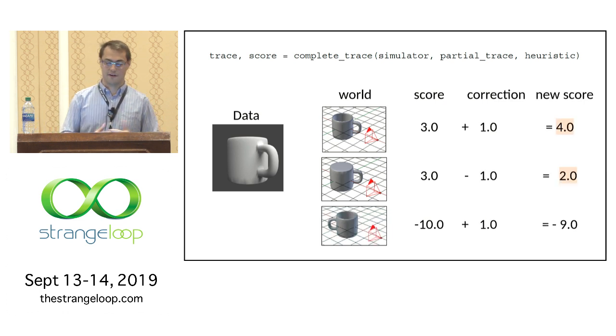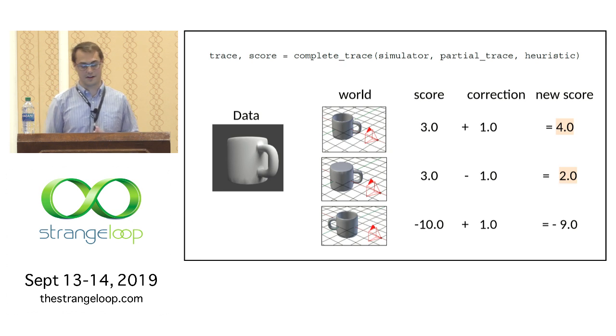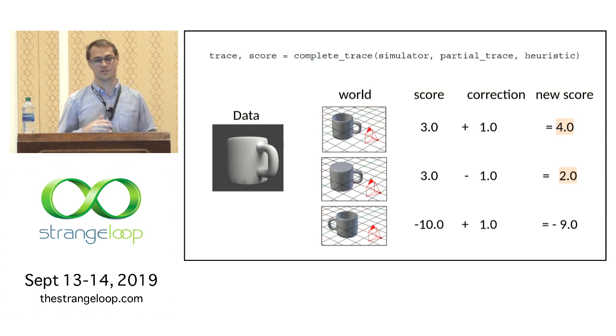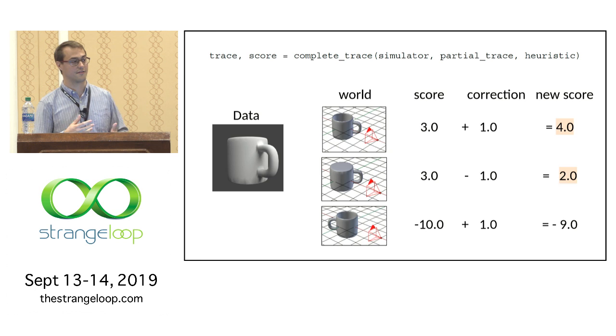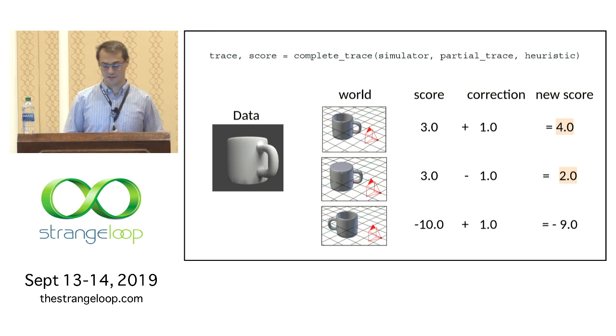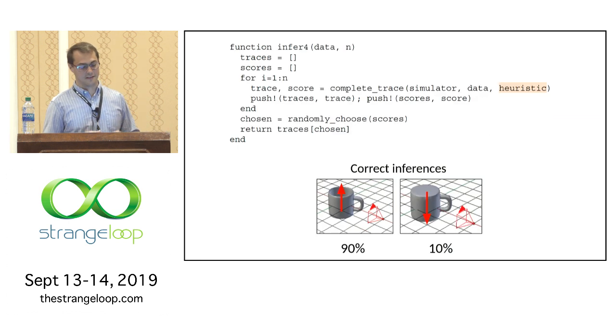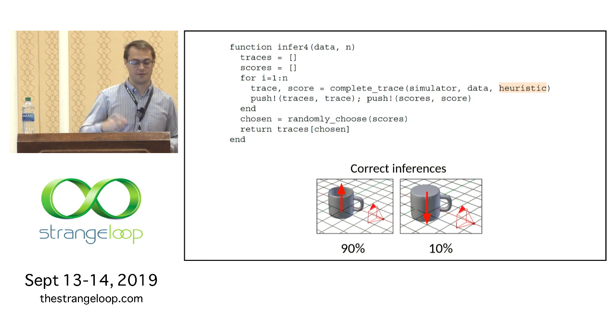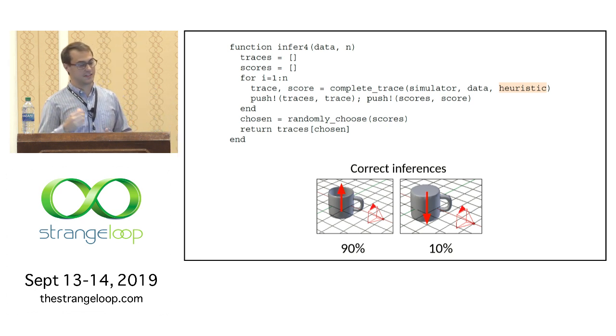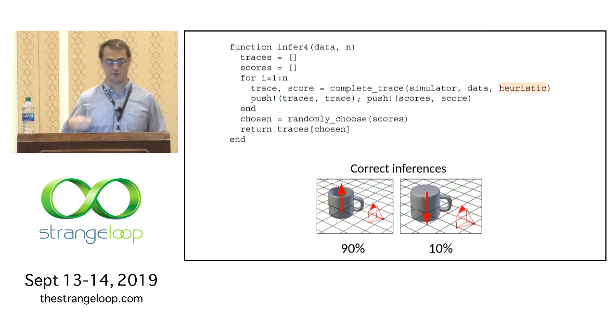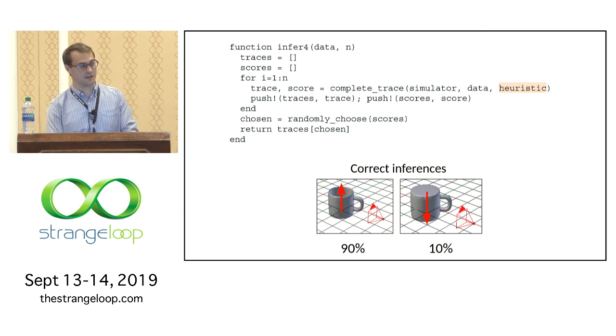So this variant of complete trace actually has a correction term that it adds to the score, which accounts for the fact that the assumptions of the heuristic were used to generate the explanation instead of the assumptions of the simulator. So it's going to upweight worlds where it's facing up and downweight ones where it's facing down. And then we can plug this into another inference procedure, which is basically just like the infer2 procedure, but now it uses the heuristic. And if we run this with enough computation budget, we should get the right answer too.